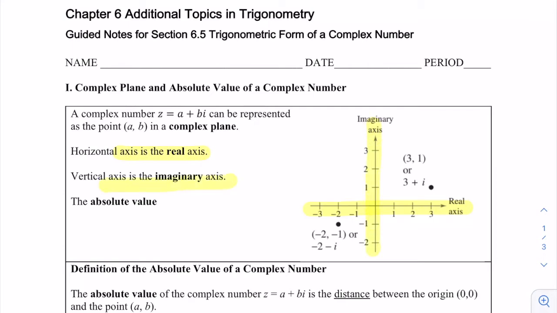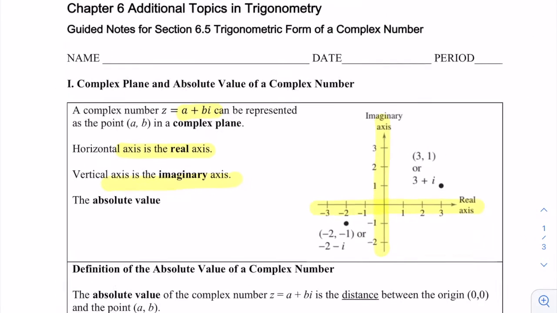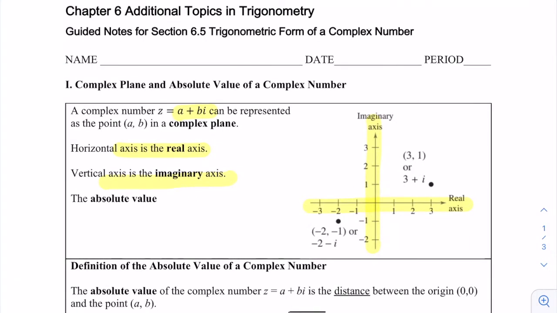So if we have a coordinate a plus bi, the real part is a, and the imaginary part is b. We can graph that on the plane. You can see right here, if this point is 3, 1, it must be 3 for the a and 1 for the b. So that's 3 plus i. And if this point is 2, negative 1, then that complex number was 2 minus i.